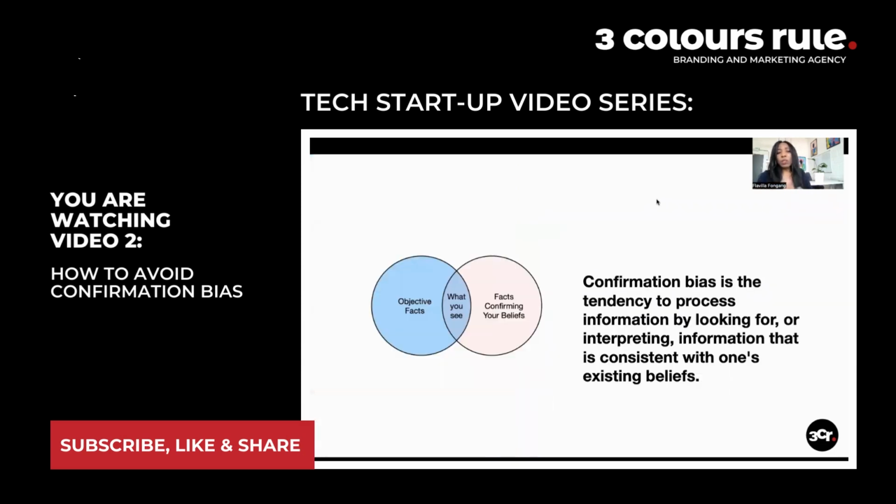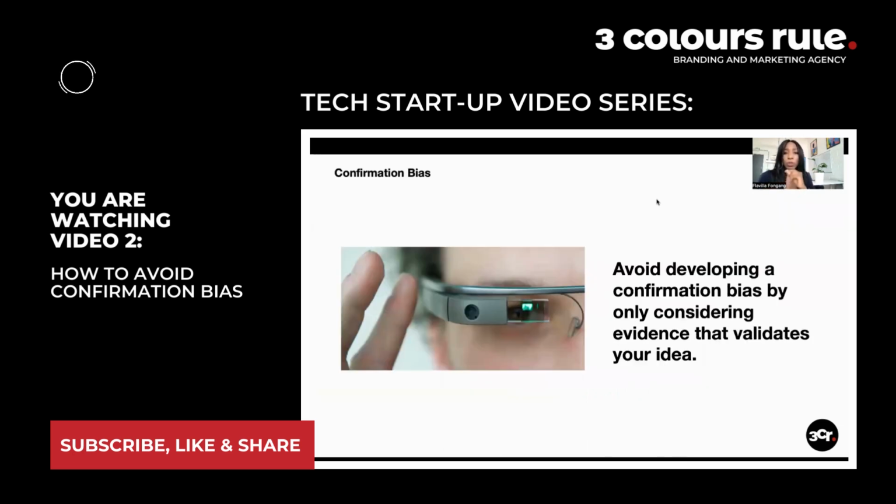What is it really? Confirmation bias is when you have such a strong idea that you try the best that you can to validate your idea. We believe that a tech startup, everybody wants it, wants to buy it. So we're going to ask questions that will validate the idea instead of wanting to know the truth. You want to avoid these things. Confirmation bias is the tendency to process information by looking for or interpreting information that is consistent with one's existing belief. So you believe so much that your idea is right, you're going to look for validation instead of looking for the truth. So we're going to avoid that.